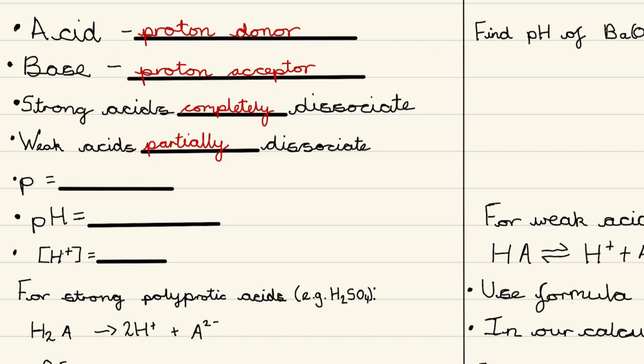Whenever you see a P, that just means minus log. So for example, pH means minus log of H plus concentration. And if we want to do the opposite and work out the H plus concentration from the pH, we do 10 to the minus pH.